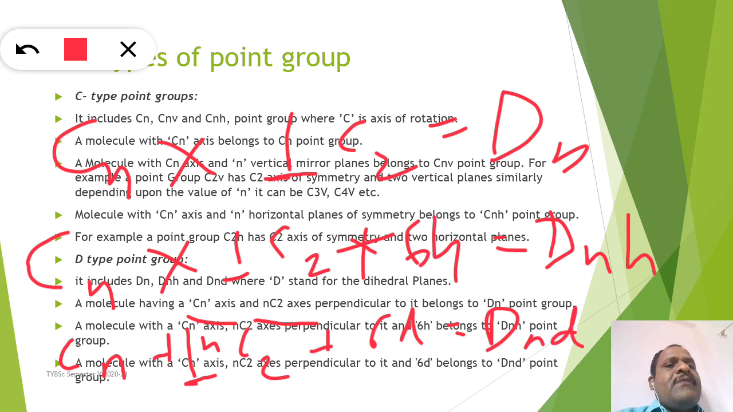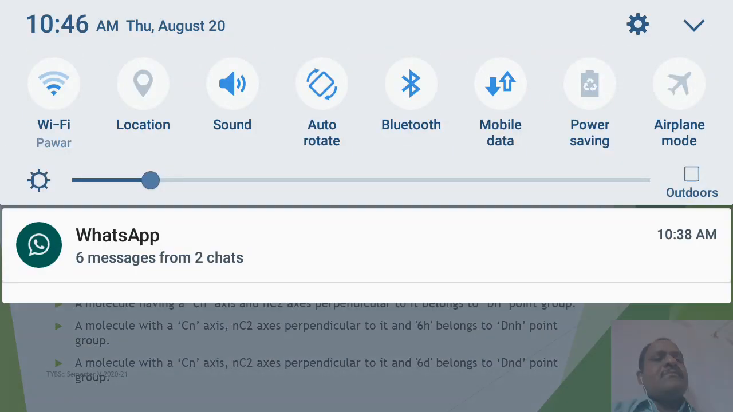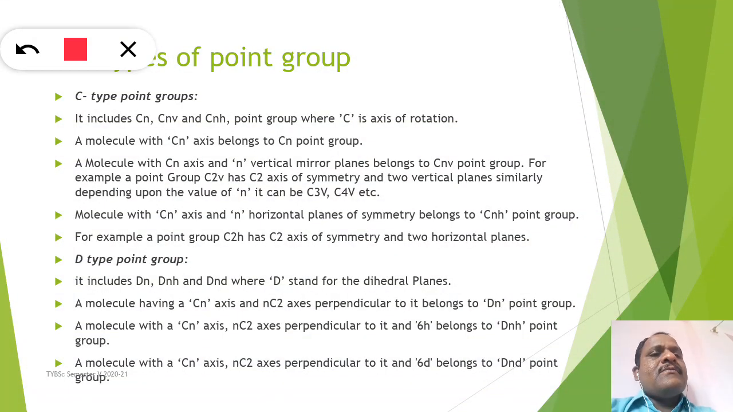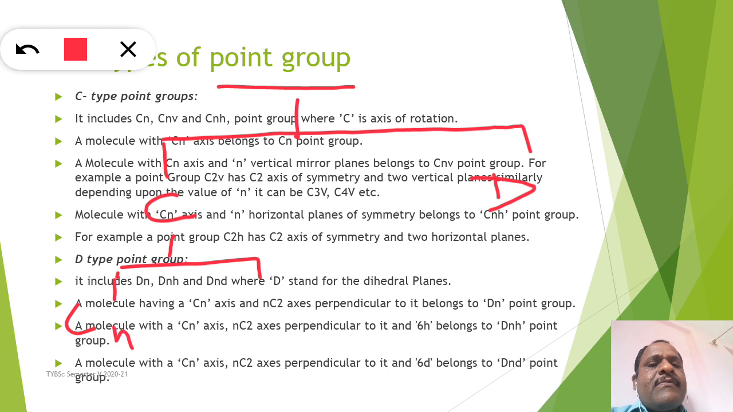In short, I will write here that basically point groups are of, let's say, two types. One is called C type, the other is D type. For C type again there are two examples. One is called CNV, another is CNH.